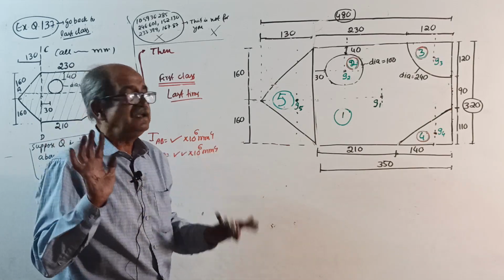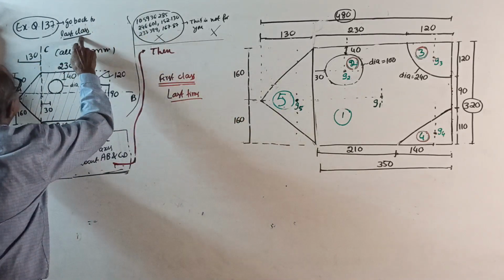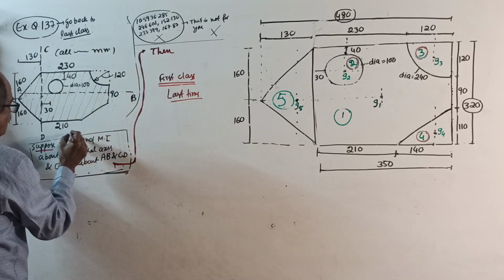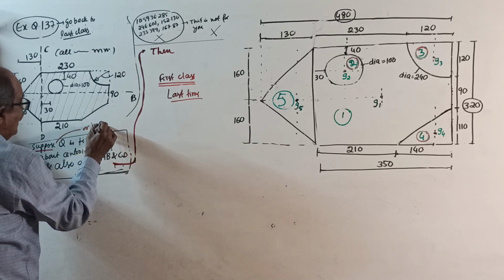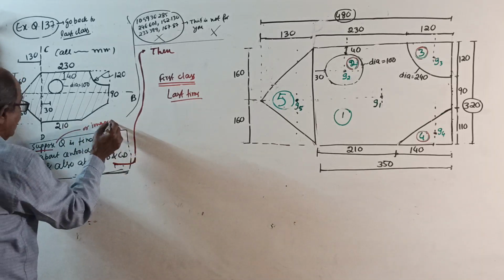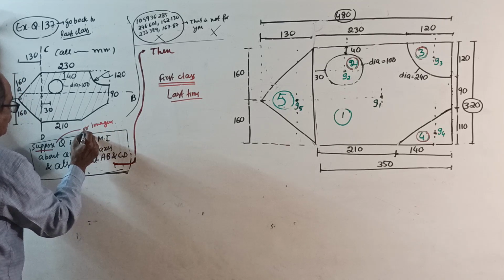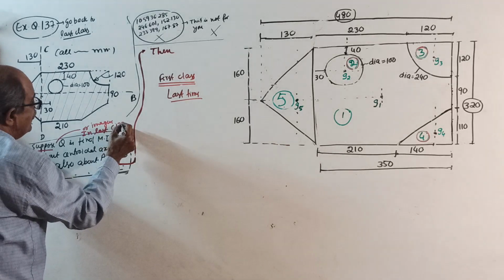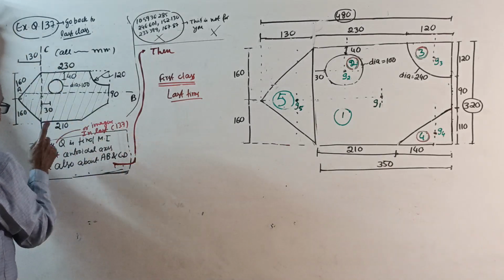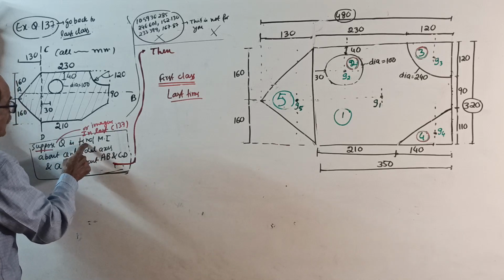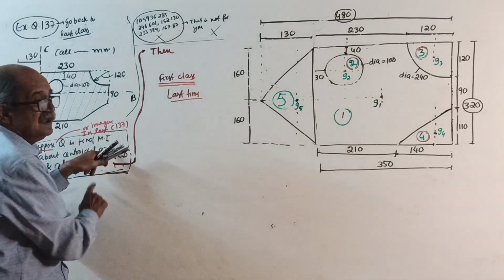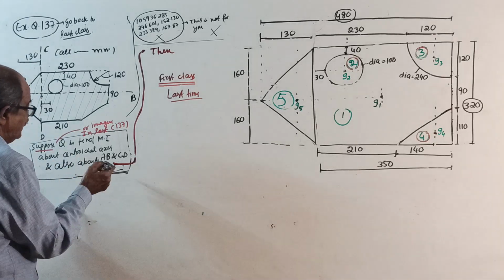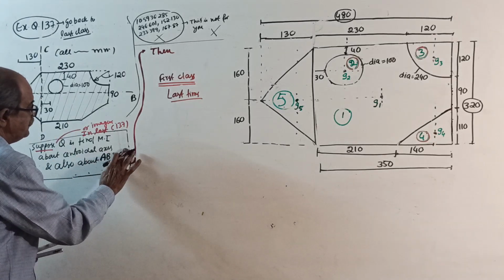Now I am extending something. Go back to the last class question, and suppose or imagine, in the last class question, question number 137, that the question is to find the moment of inertia about the centroidal axis, which is what we did last class, and also about AB and CD in a single question.